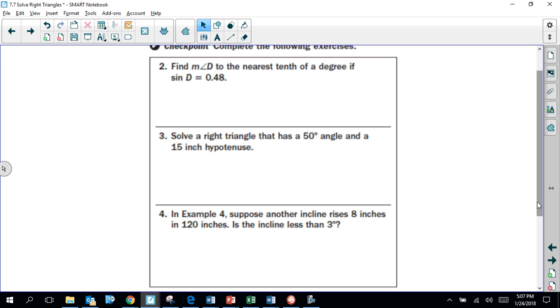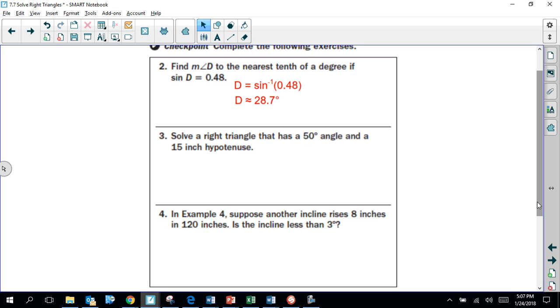Okay, everybody, hopefully we have your answers, and let's see what we wind up with here. For problem number 2, find the measurement of angle D to the nearest degree if we're using sine. Because we're using sine when we want an angle, I would say inverse sine of the ratio that they're giving us, or the decimal in this case, and we get about 28.7 degrees.